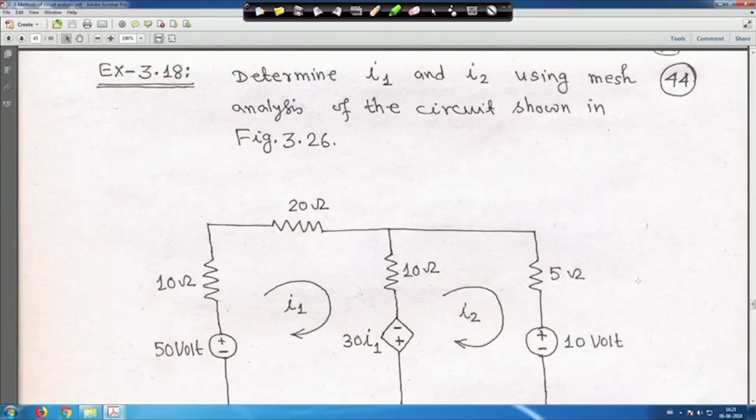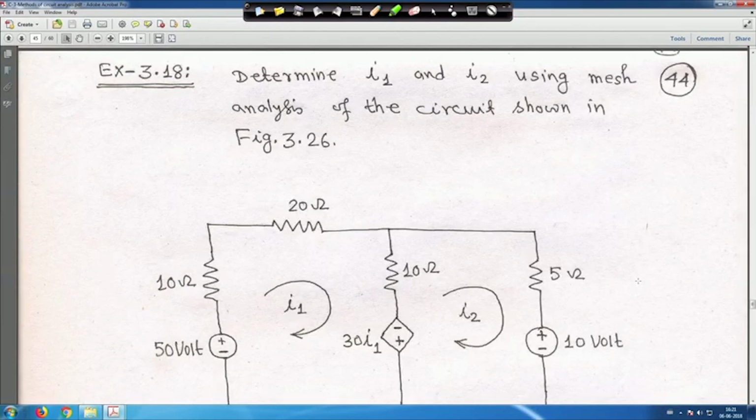But the basic idea is the same. Whatever circuit laws and theorems we are learning for DC circuits are the same for AC circuits, apart from the maximum power transfer theorem, which we will see later. So let's come to another problem.